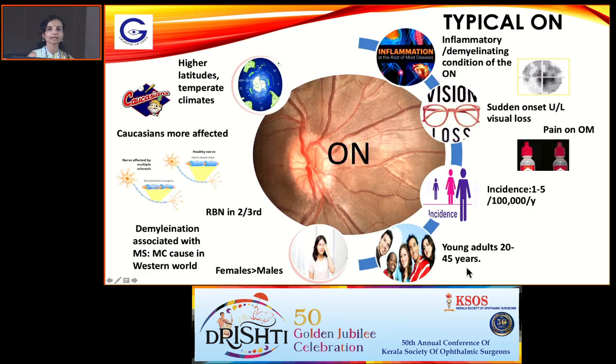So what is a typical optic neuritis? We know that it's an inflammatory demyelinating condition, usually affecting a young patient, usually a female, with painful loss of vision, most commonly presenting as a retrobulbar neuritis. And the literature says Caucasians and people living in the higher latitudes and temperate climates are more affected, and demyelination associated with MS is the most commonly reported cause in the Western world.